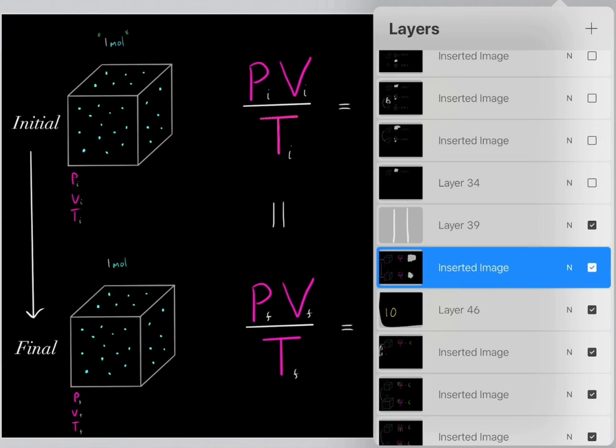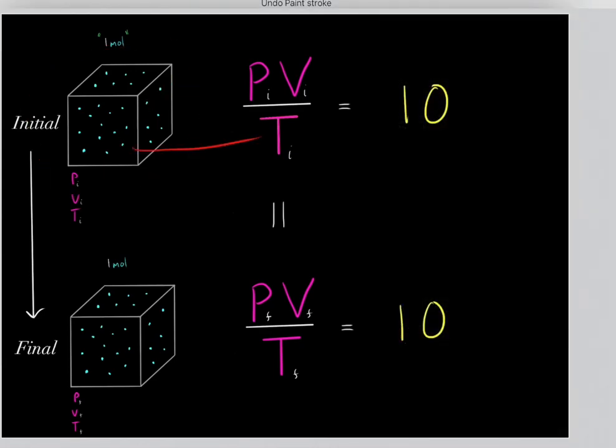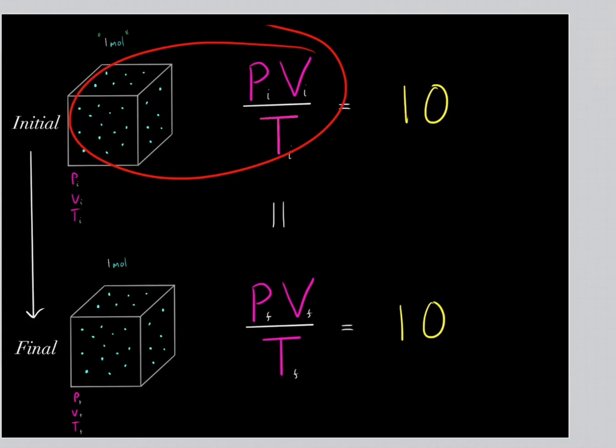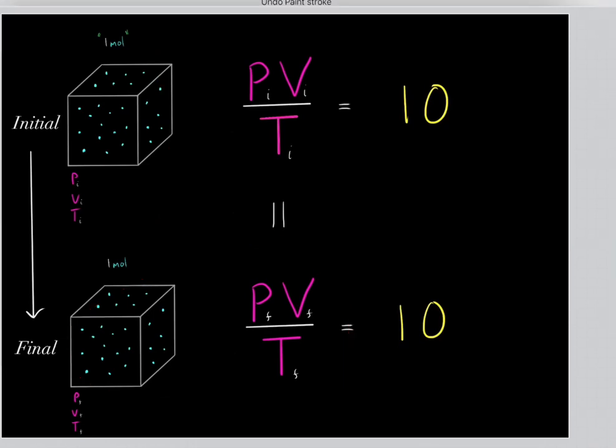Another way of looking at this is if you have this initial system and you take the pressure times volume divided by temperature, it doesn't matter how you change the system. Now you have these new final conditions, and if you take this pressure, this volume, and this temperature, it's going to equal what the initial conditions equaled. So the initial pressure times initial volume divided by initial temperature will always equal the final pressure times final volume divided by final temperature, as long as the number of moles is constant.